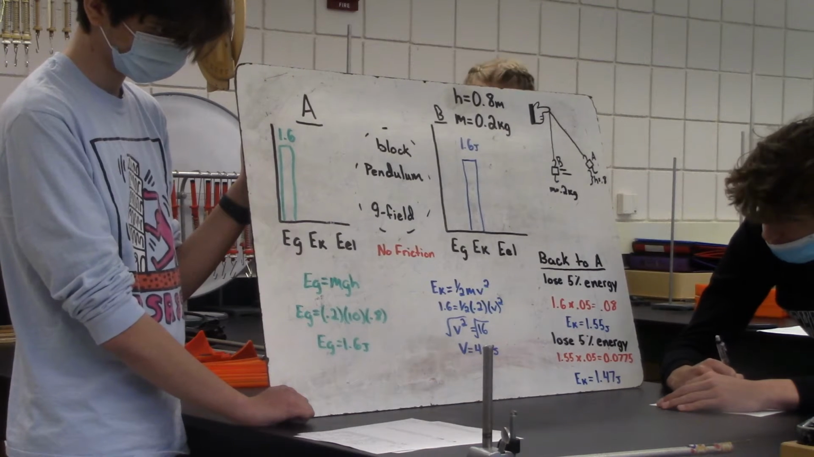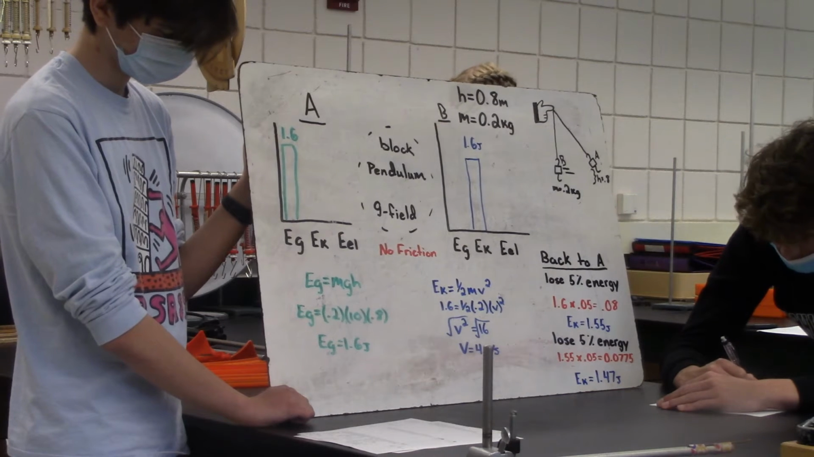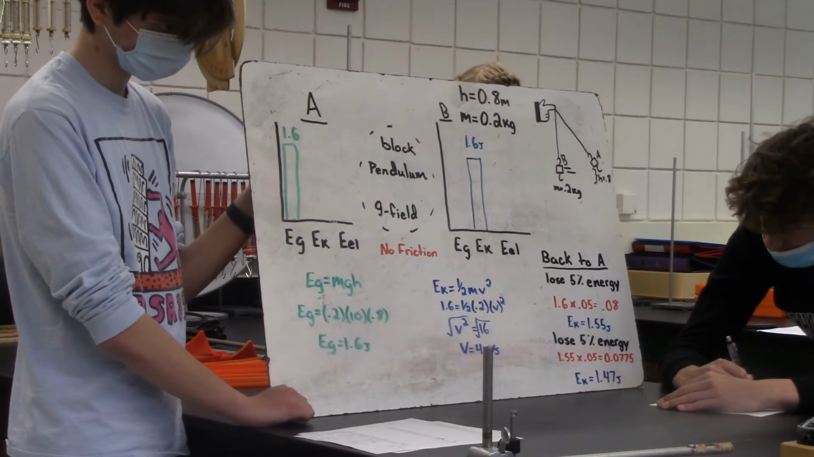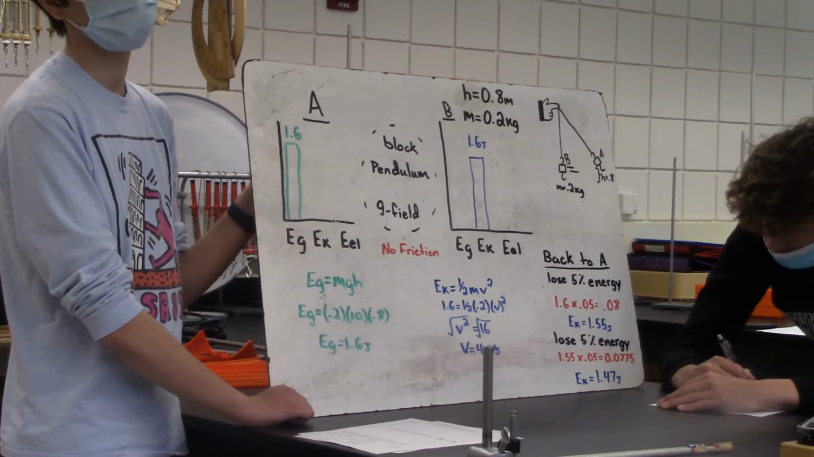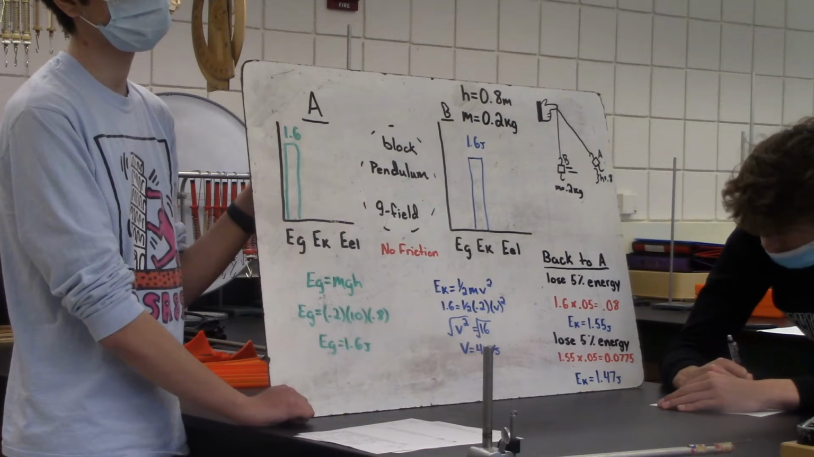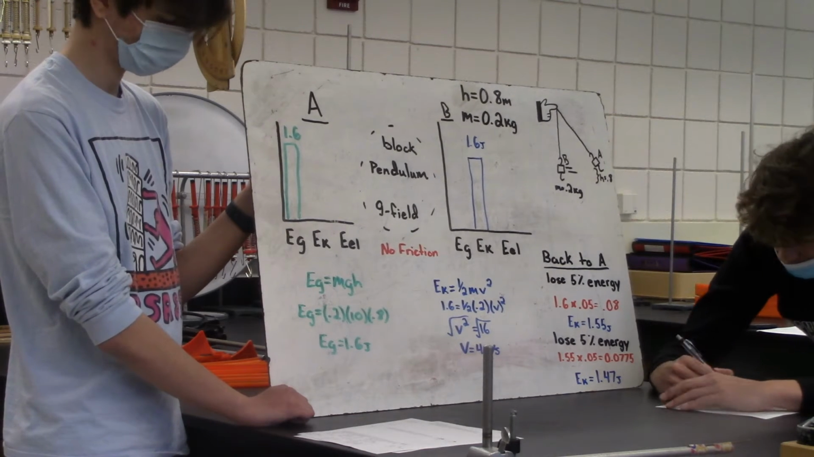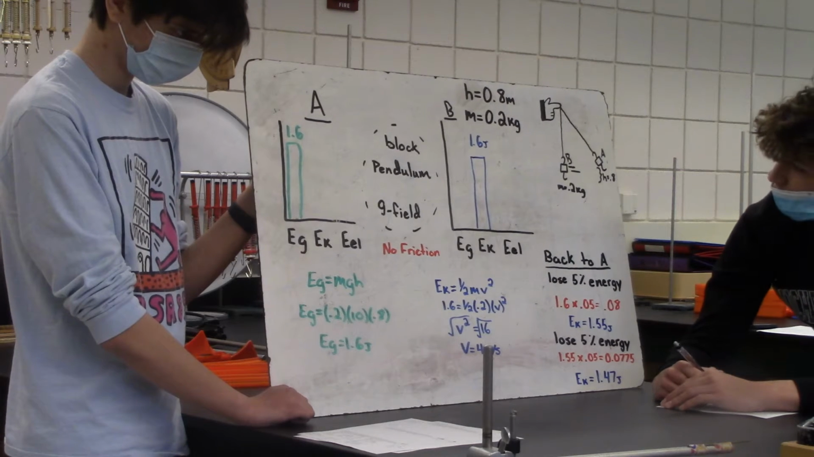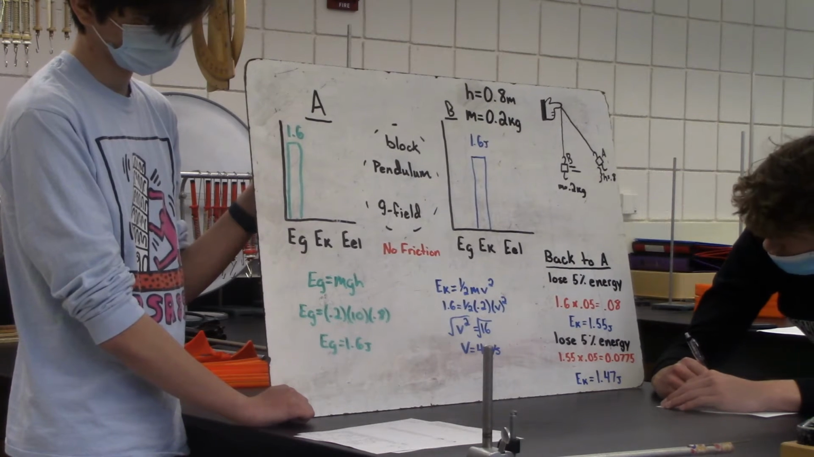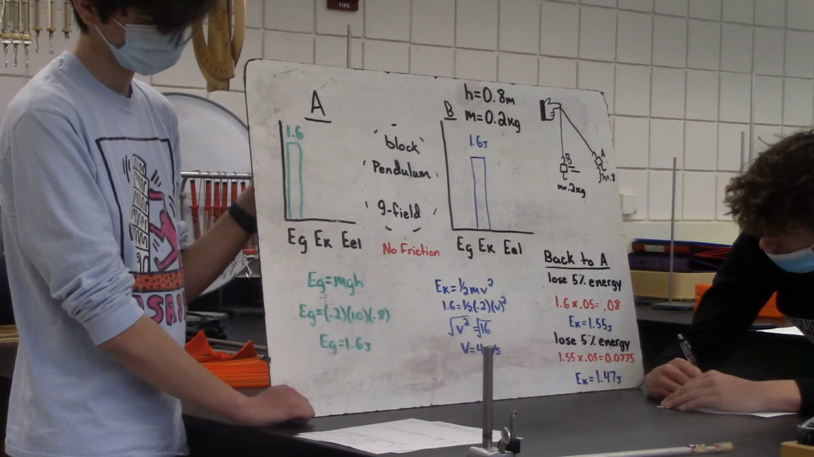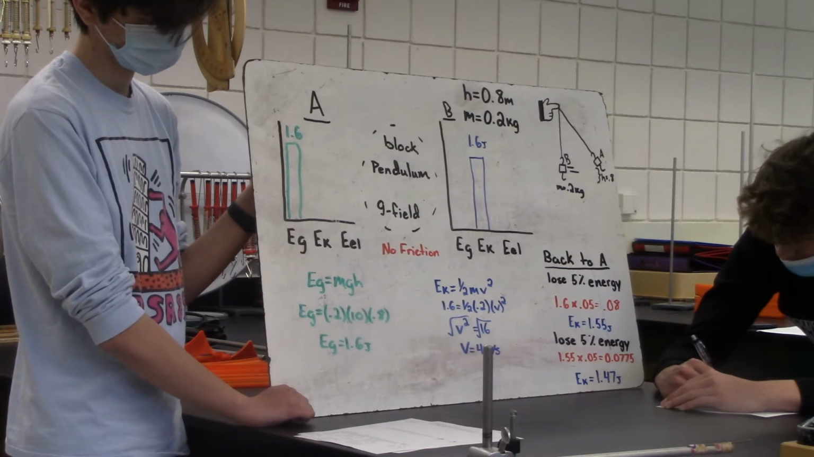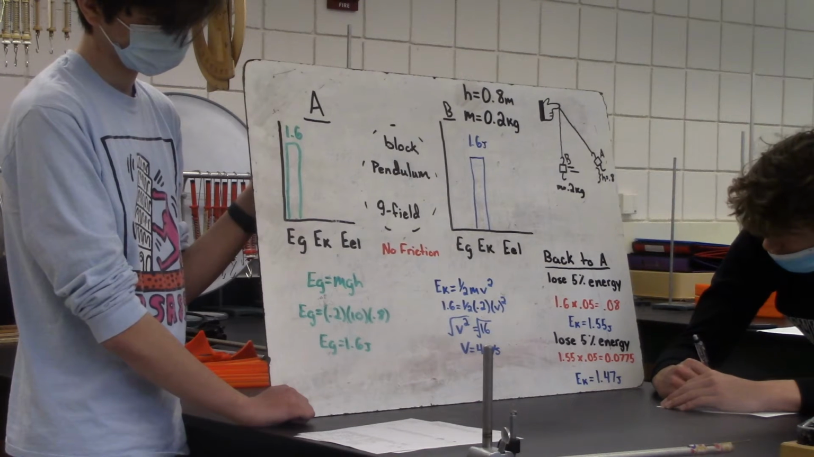So then we knew that it would have to be the same for kinetic energy because we didn't lose any to friction. So we set 1.6 equal to 1/2 times the mass, which is 0.2, times v squared. So v squared equals 16, and then you would have v equals 4 meters per second.